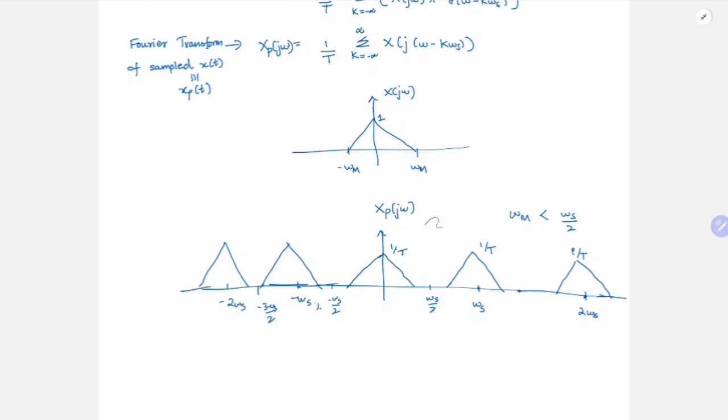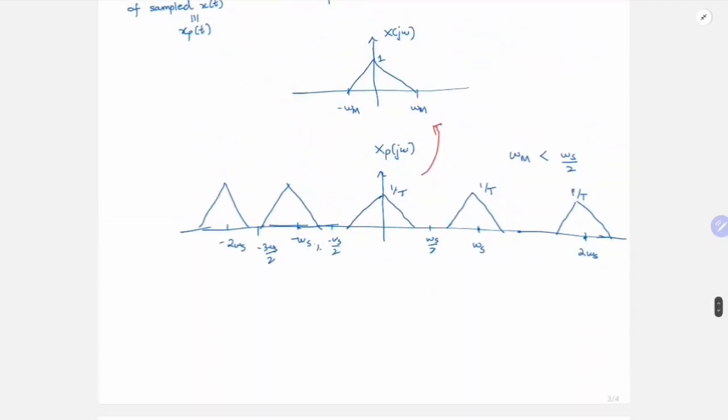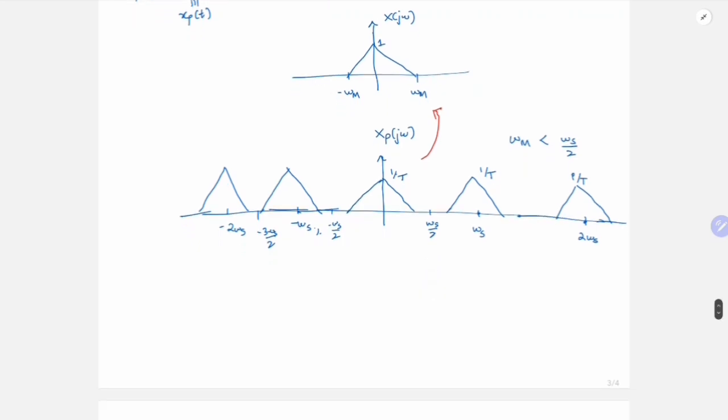So now let's say I want to go back from this to this. What do I do? Can you see a good way to go back from here to here? This is all still in continuous time, since we are using ω as a continuous variable, right? We haven't gone into discrete time. So what can be done? Yes, it is very easy. Just pass this xp(t) through a low pass filter with cutoff frequency at ωs/2 and minus ωs/2, and with gain as T, because you need to bring 1 from 1/T. So you have to multiply it with T.